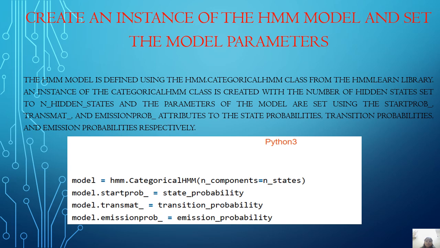So the model is equal to HMM.CategoricalHMM of n components, which is equal to n states. Then model.startprob is equal to the state probability. Then model.transmat is equal to transition probability. Then model.emissionprob is equal to emission probability.